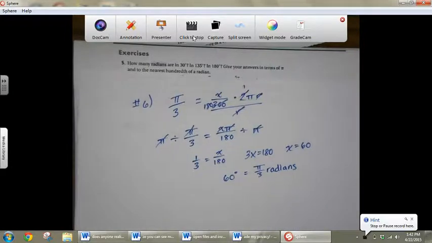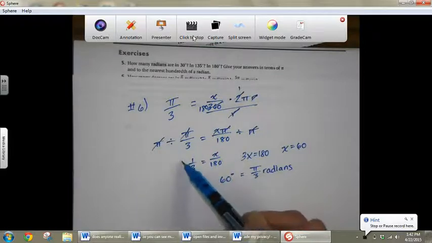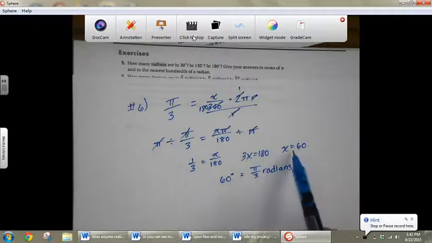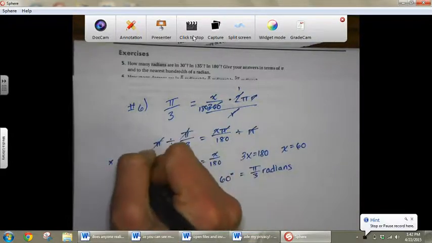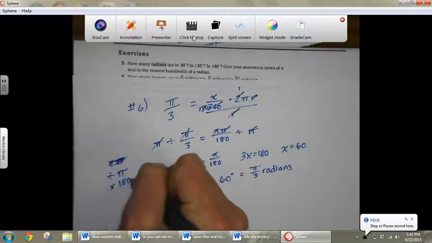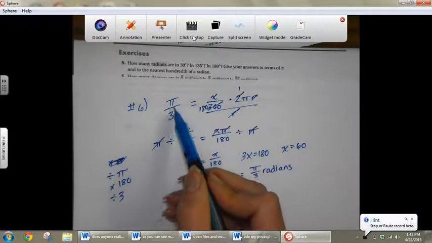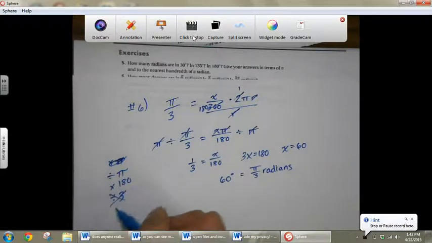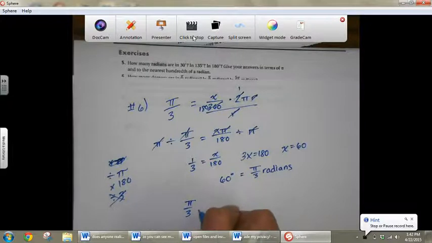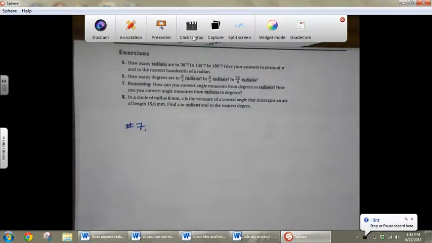Here, on the next one, we ended up dividing both sides by pi, multiplying by 180, and then dividing by 3 at the very end. Well, the divided by 3 is already in the original problem because the 3 is in the denominator. So if I just took pi over 3 and divided it by pi and multiplied it by 180, I would end up with 180 over 3, which is 60. And I can see that that's going to work for this last one as well.